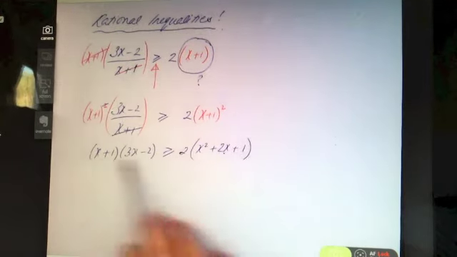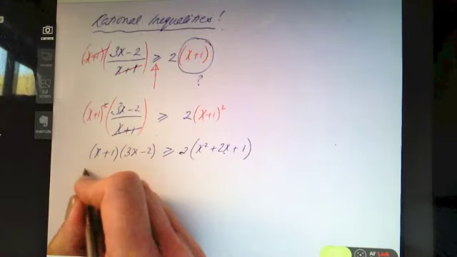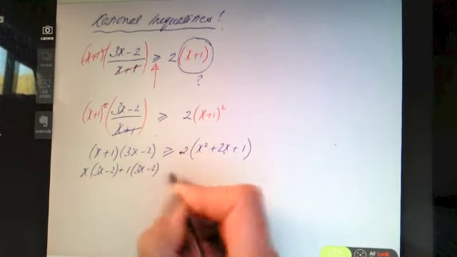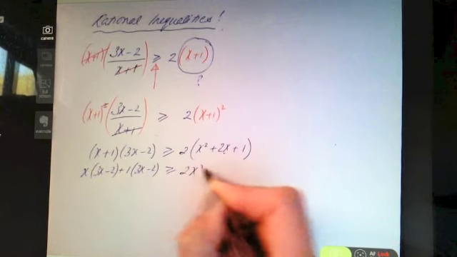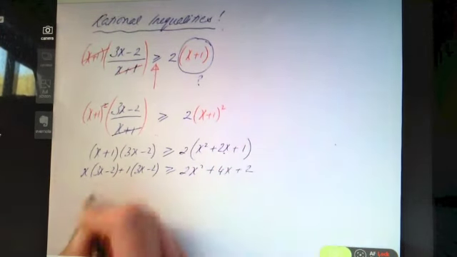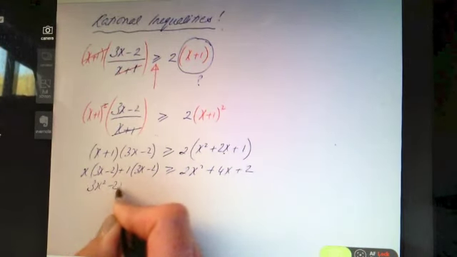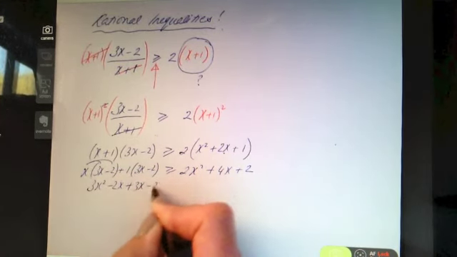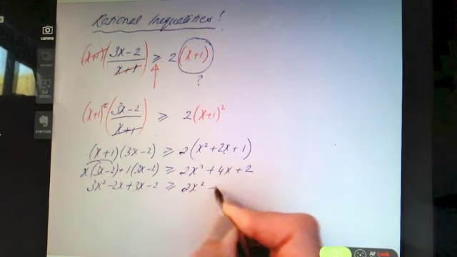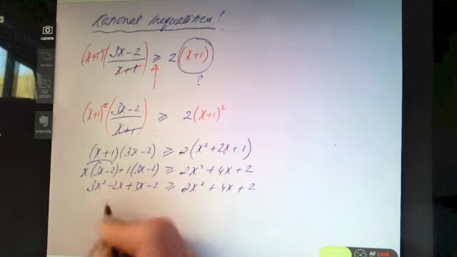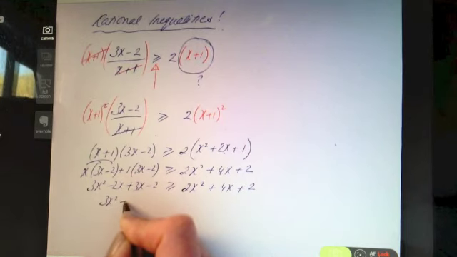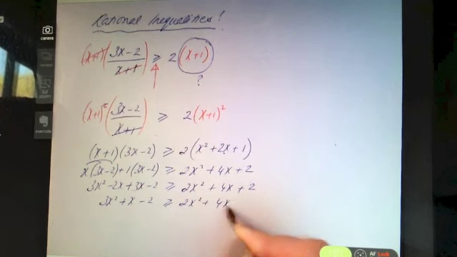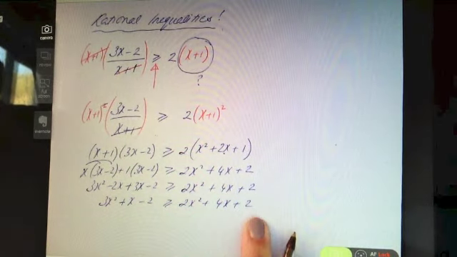And now it's a matter of solving this. So I have x times 3x minus 2 plus 1 times 3x minus 2, and multiplying in by the 2 here, I get 4x plus 2. That gives me 3x squared minus 2x when I multiply in by the x here, and 3x minus 2 here. Tidying up, I get 3x squared plus x minus 2. And now I can tidy it up even further.